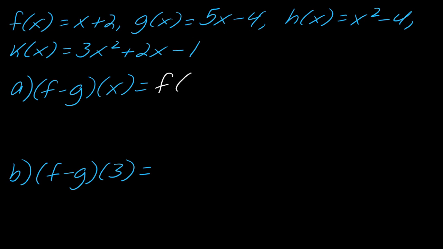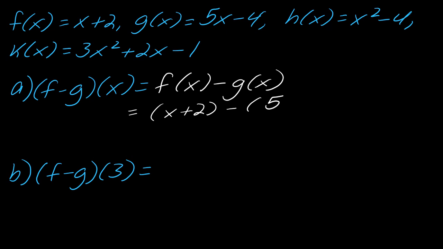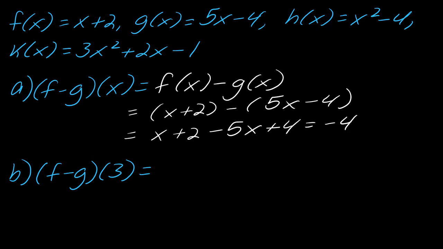So I need to take f of x minus g of x. So if I work this out, this is x plus 2 minus 5x minus 4. So that's x plus 2 minus 5x plus 4. So this will equal negative 4x plus 6. Okay, so maybe I'll put a little box around this. Here is the result I got for this, okay?